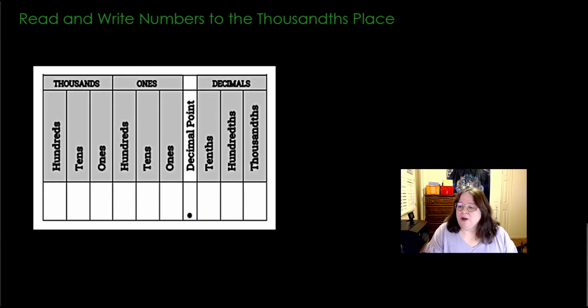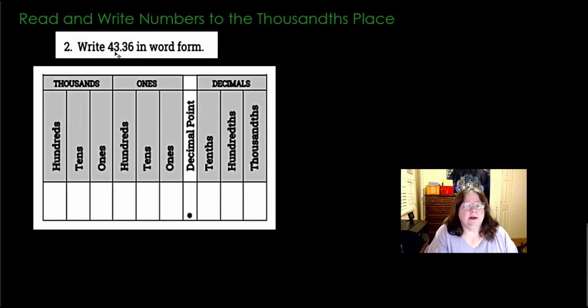So let's say we've got this problem. Write this number here in word form. Oftentimes, if we say the number in the mathematical way, we write it pretty much exactly the same way. But sometimes it's helpful to use a number chart. But that's what we're going to do today. So I'm just going to get a color here, and I'm going to write this in our place value chart, and then I'm going to write it out in word form. So where's the decimal point?